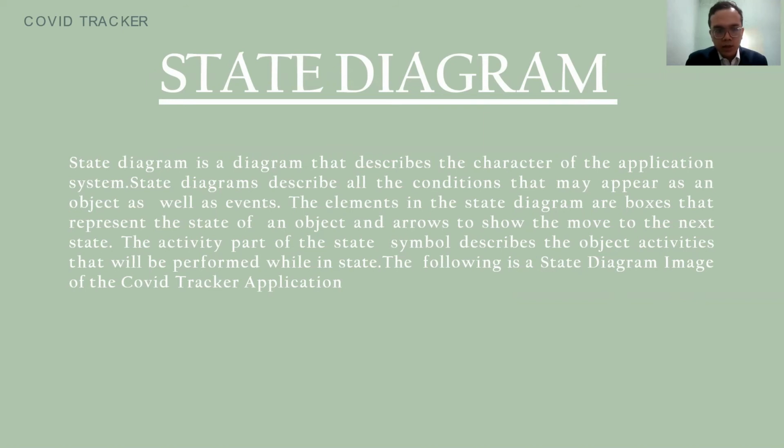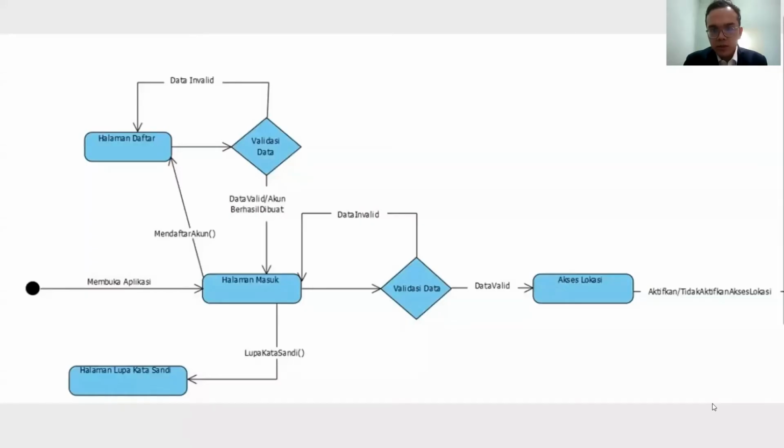The following is a state diagram image of the COVID tracker application. First, it is the initial state of the system process. Accessing the application displays the login page. When registering for an account, it displays a register page. On the register process, there's a data validation decision. If the data is invalid, it will return to the register page. If the data is valid, it will go to the login page and display the login page.